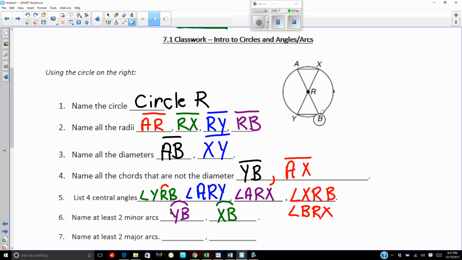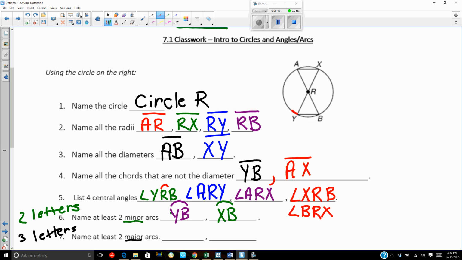All right, so now let's list a major arc. We're going to list two of those. I'm going to write this little note here. For number 6, we needed two letters because it's a minor arc. And for number 7, the major arc, we always use 3 letters. And a major arc has to have a degree greater than 180 degrees. So we need to find an arc that's greater than 180 degrees. And again, there's a lot to choose from.